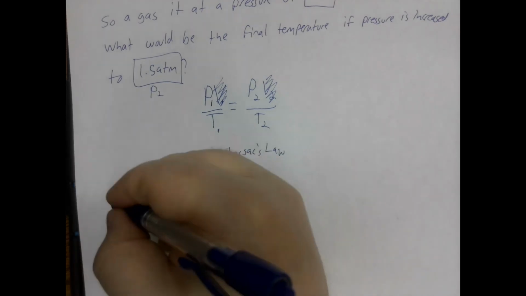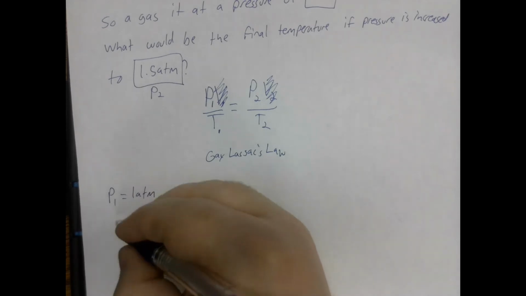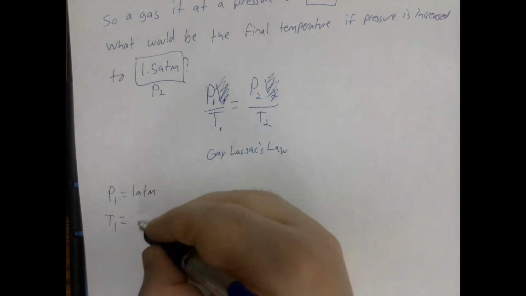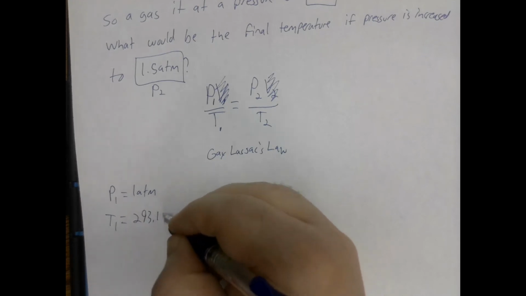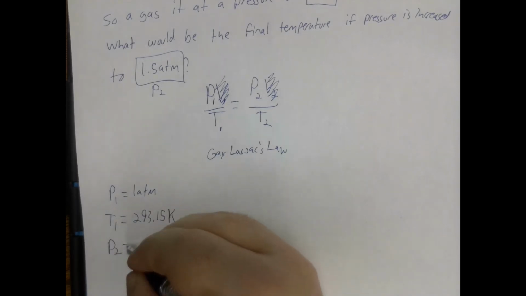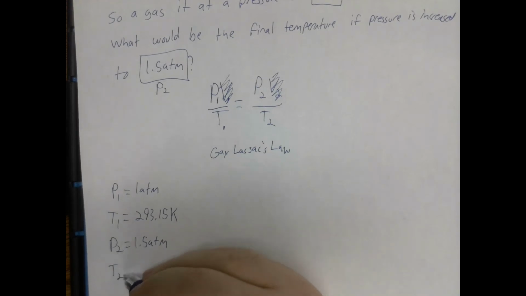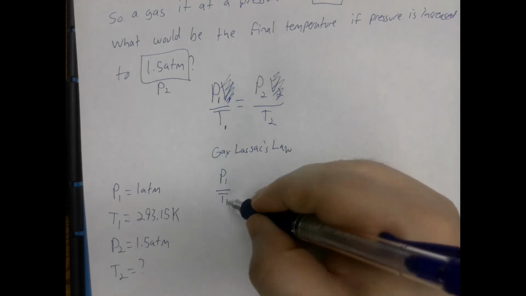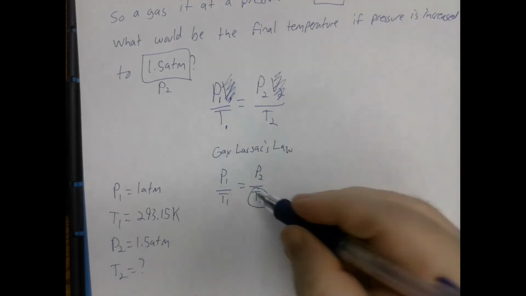And so P1 equals 1 atmosphere. T1, it's in Celsius. We have to convert it into Kelvin. So that'd be 293.15 Kelvin. Pressure 2 is 1.5 atmospheres. And we are looking for the final temperature. So P1 over T1 is equal to P2 over T2. We are solving for T2.